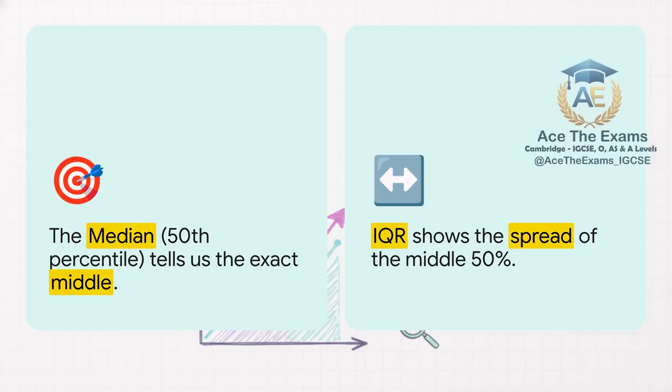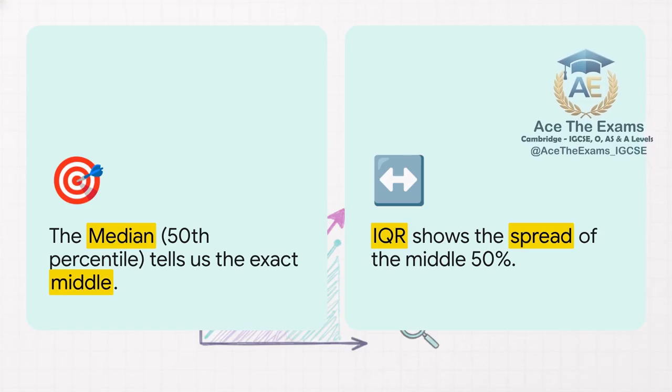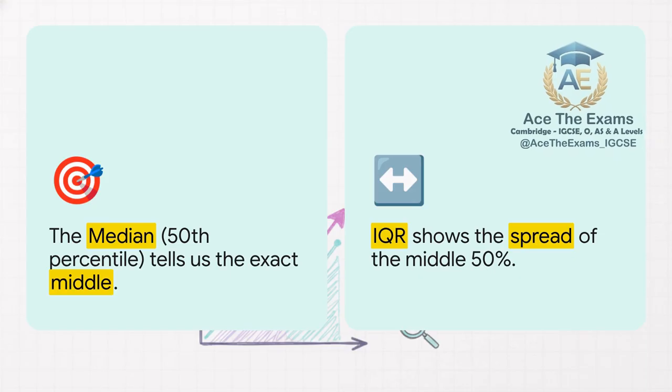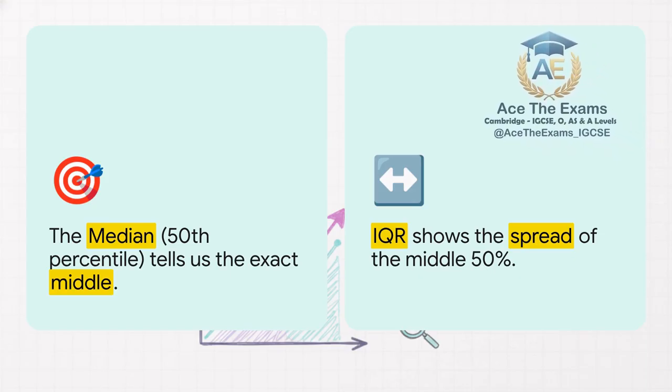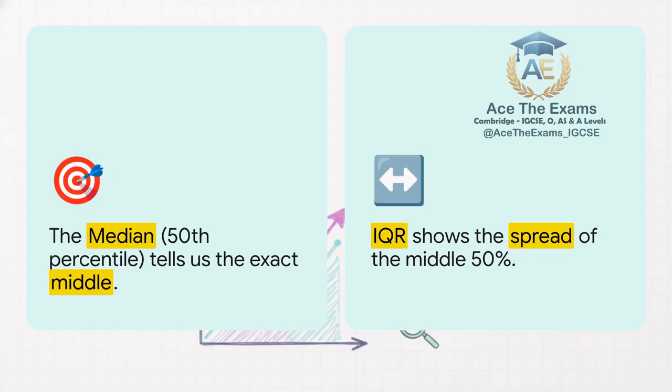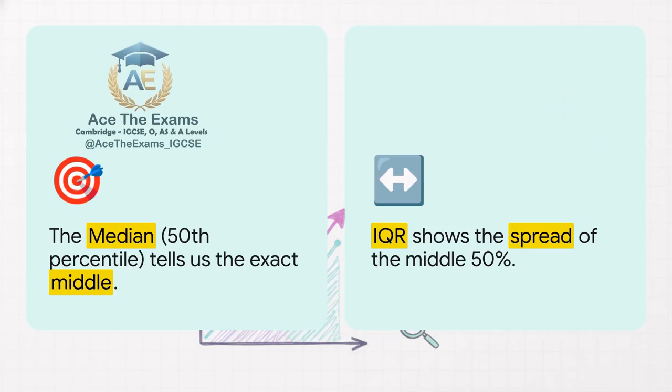But the median only tells us the middle. We also want to know how spread out the data is. For that, we use the interquartile range, or IQR. You find the upper quartile, that's the 75th percentile, and subtract the lower quartile, the 25th percentile. This gives you the spread of the middle 50% of your data, completely ignoring any extreme outliers at the very top or bottom. It's a hugely important concept to grasp.